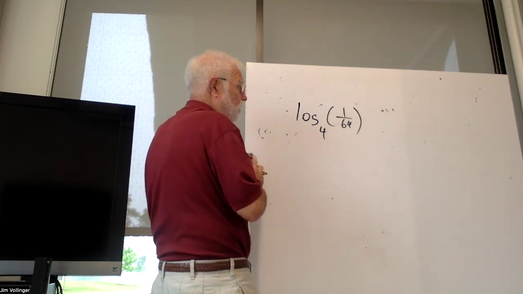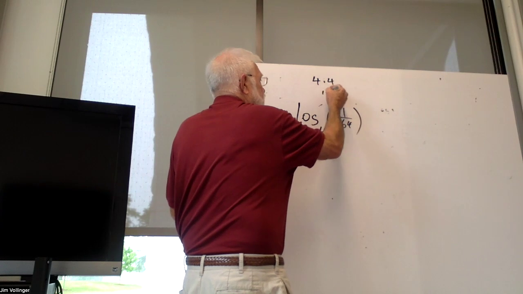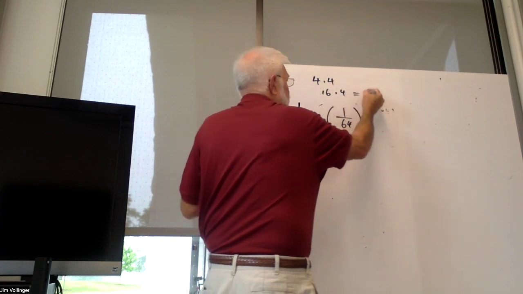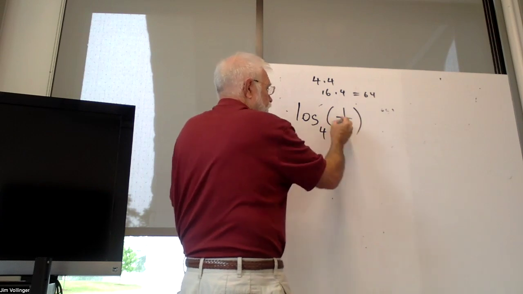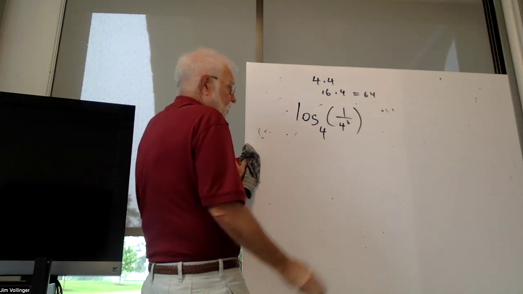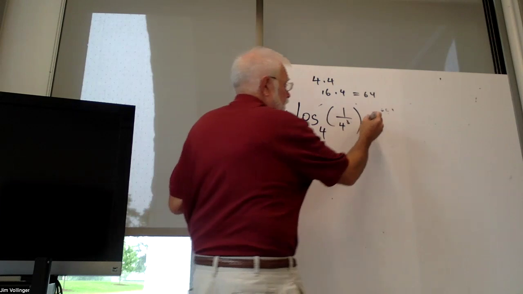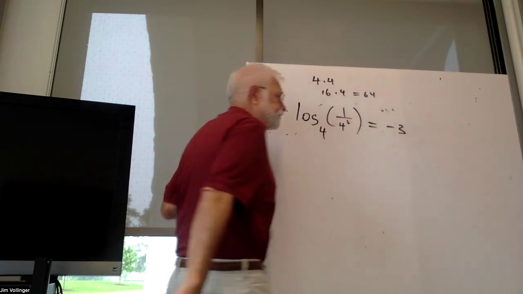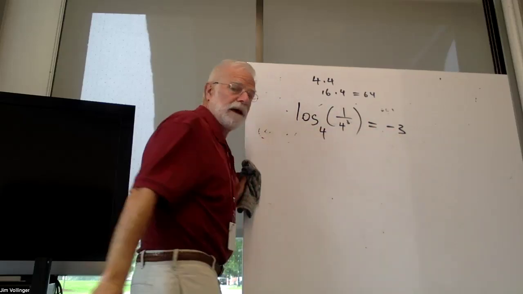Well, 64 could have been written as 4 times 4 times 4. 4 times 4 is 16, times 4 is 64. So I can put this in the same base. Okay, so I know I've got an exponent of 3. The question is, it's in the denominator. We've talked about that already. So that's the exponent I put on top of 4 to create that.